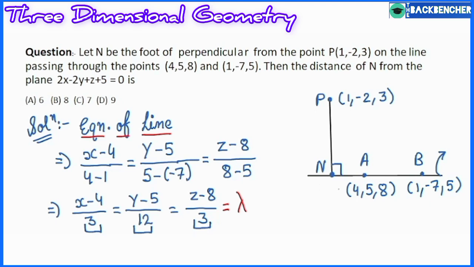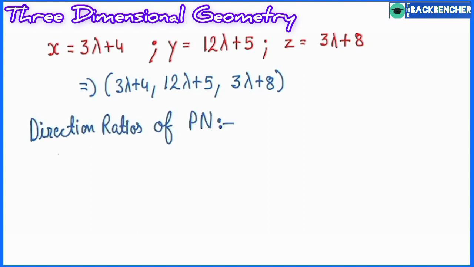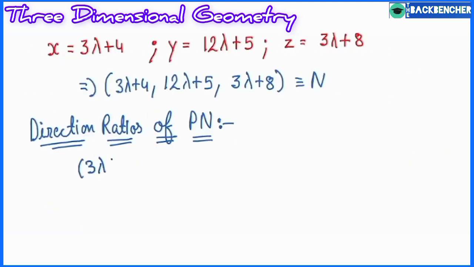We know that we have to just subtract the coordinates of N and P. So let's calculate the direction ratios of line PN. You have to just subtract the corresponding coordinates. We already know the coordinates of P, given in the question, and we have gotten the coordinates of N also. So let's do the subtraction. 3 lambda plus 4 is the x coordinate, and what is the x coordinate of point P? That is 1. So we'll write 3 lambda plus 4 minus 1.